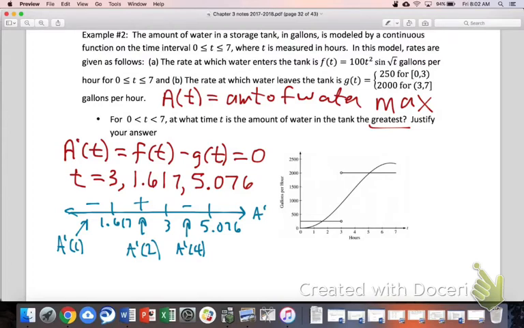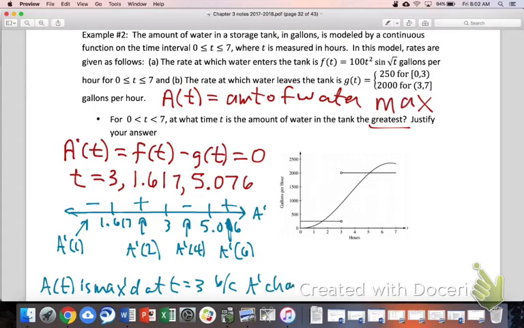Double check, though. Let's make sure we know what's going on this right interval. Anybody plug in a 6 out there? And did you get a positive? 297. Positive 297. Okay, fair enough. So now looking at this sign chart, we can now draw our conclusion. So I'm going to say something along the lines of A of t is maximized at t equals 3 because we already have our critical numbers listed above, because A prime changes from positive to negative there, or then, something like that.